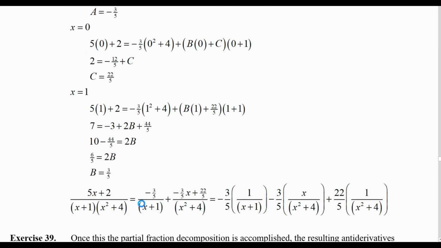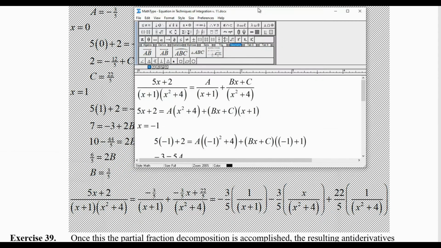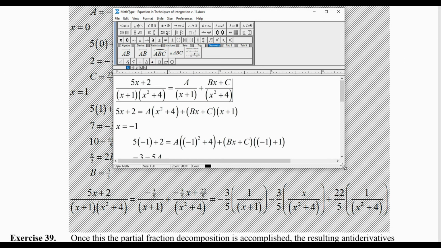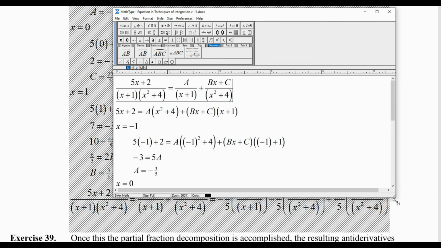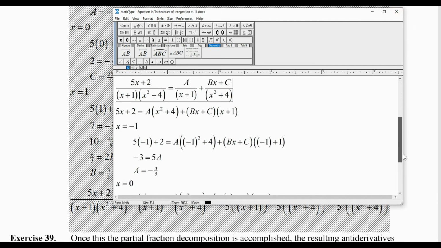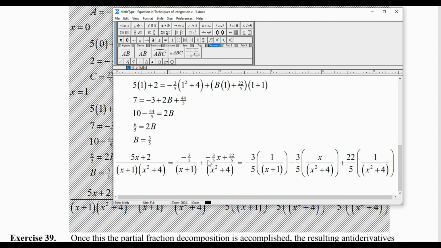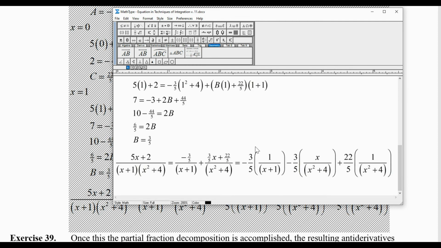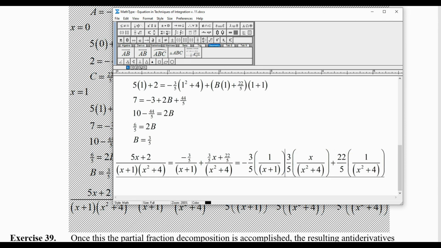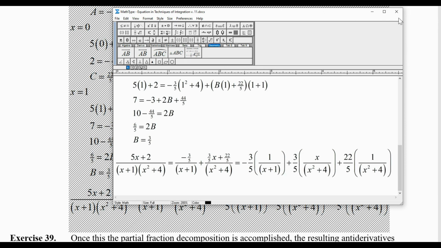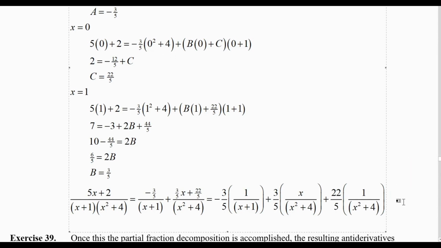Okay, and then let me change this. So b was positive 3/5, so let me get rid of that and make this a plus. I can think of this as -3/5 times 1 over x plus 1, plus 3/5 times x over x squared plus 4, and plus 22/5 times 1 over x squared plus 4.